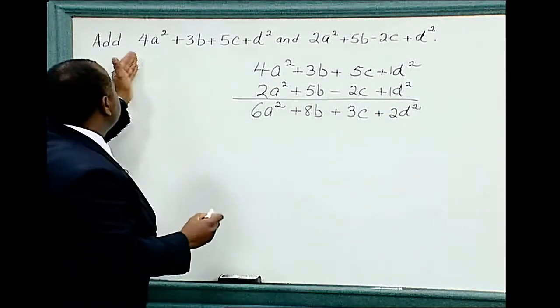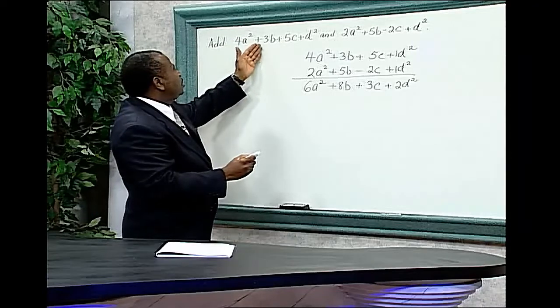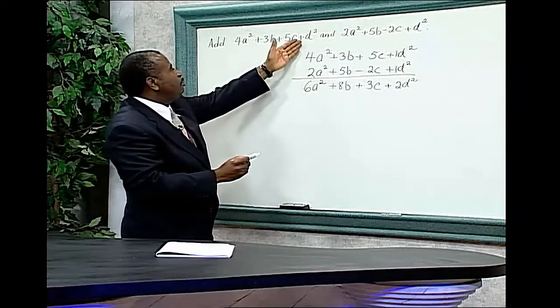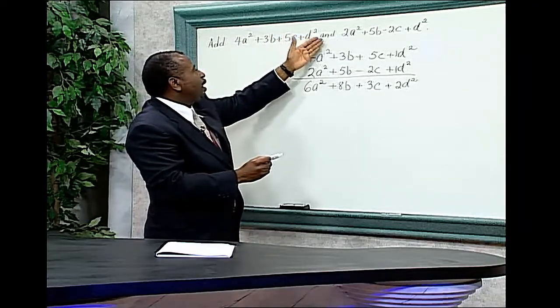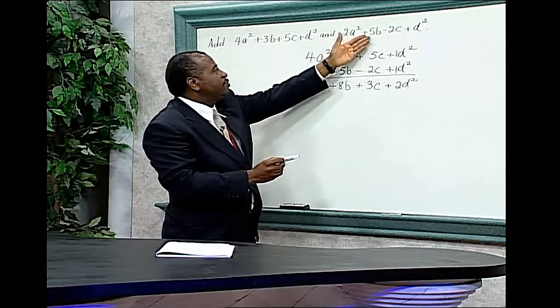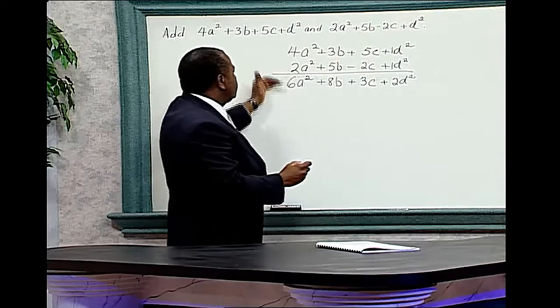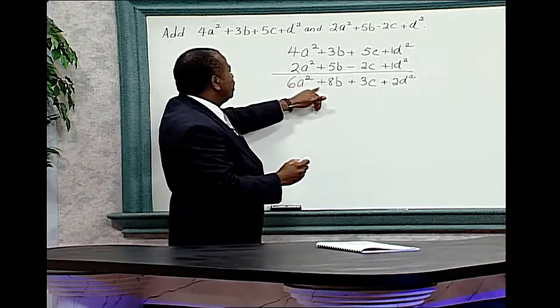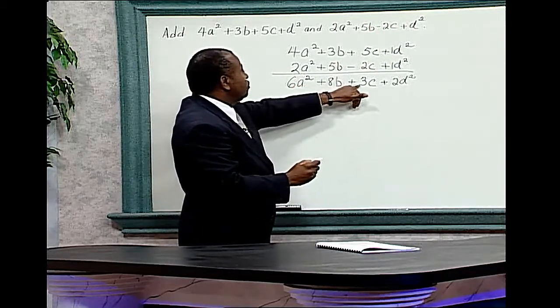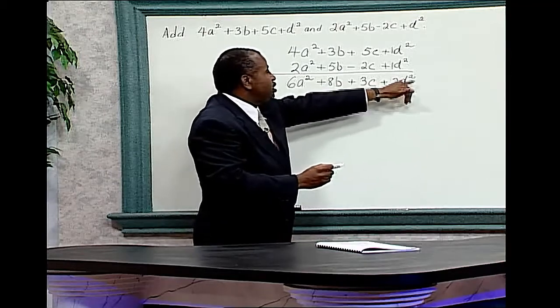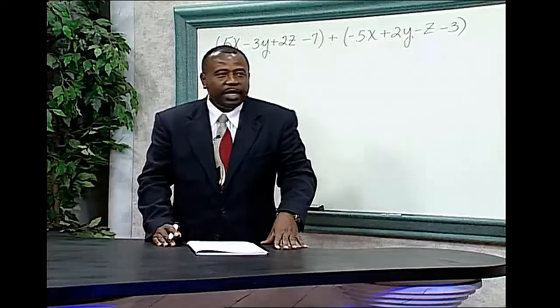So the solution to this particular problem, 4a to the second power plus 3b plus 5c plus d to the second power and 2a to the second power plus 5b minus 2c plus d to the second power, is equal to 6a to the second power plus 8b plus 3c plus 2d to the second power. Example 5.